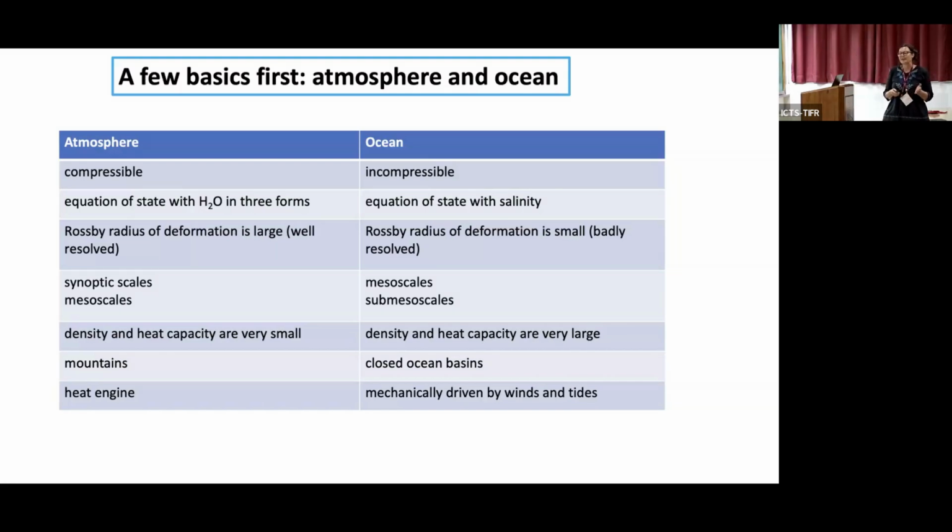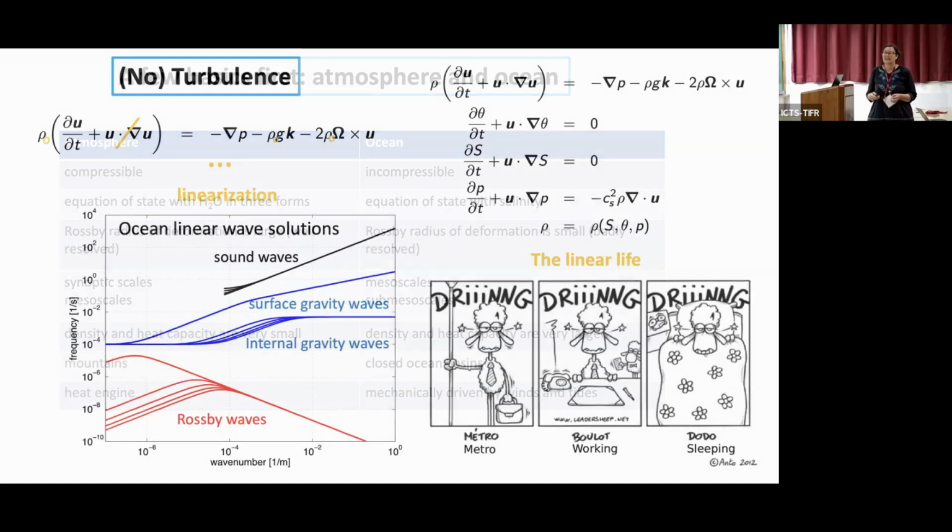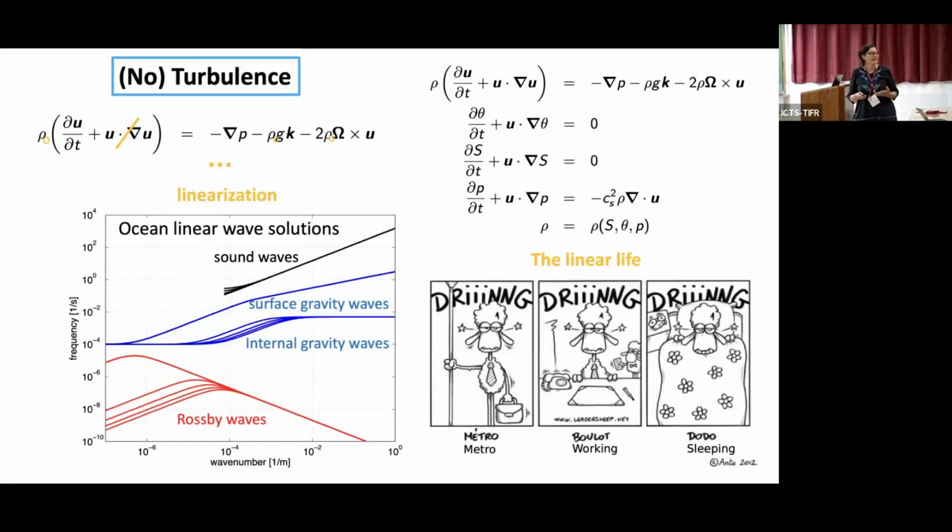In the atmosphere, density and heat capacity are very small. In the ocean, they are very large. And in the atmosphere, you have mountains. In the ocean, you also have topography, of course, but the distinction is that you have closed ocean basins. The atmosphere can be considered a heat engine, whereas the ocean is mechanically driven by winds and tides.